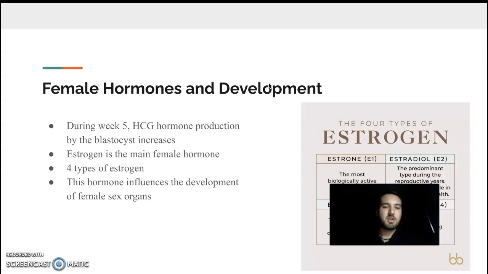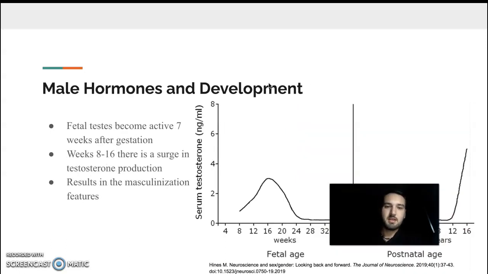And a little brief note, HCG, which is what is normally used for pregnancy tests, the human chorionic gonadotropin hormone. This hormone is released when the blastocyst forms. So as the blastocyst forms, you see a much larger production of the HCG hormone, which also becomes very important. And then finally, we see which male hormone is responsible for the development of the male masculinization features.